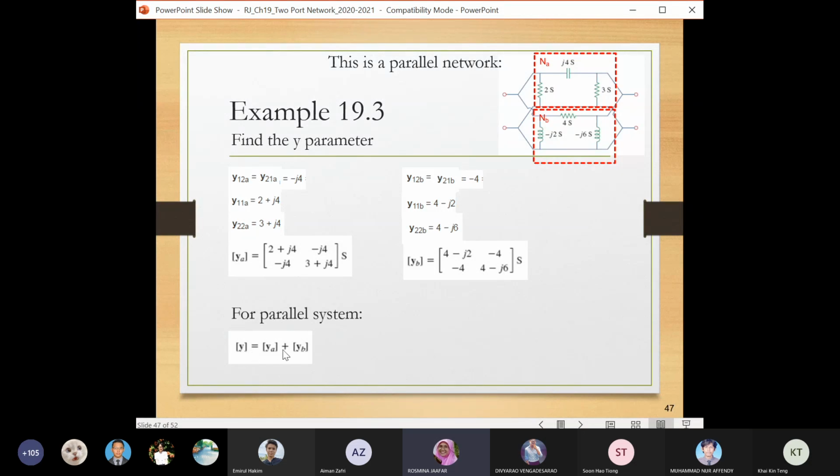Y total is equal to YA plus YB. So you just add together. 2 plus 4, 6. Okay. 6 plus j2. And the second entry, negative j4, negative 4. And the fourth entry, 3 plus j4, you get 7 minus j2. Okay, so that's about the total admittance network for a system.